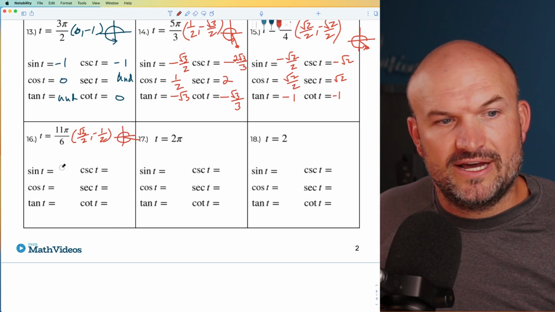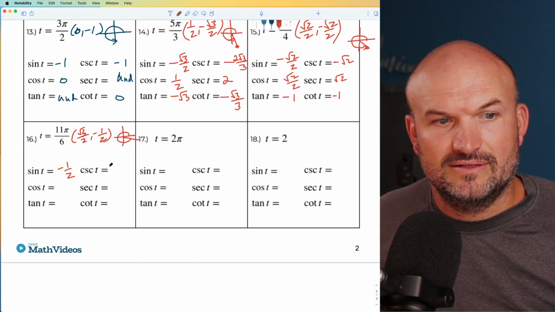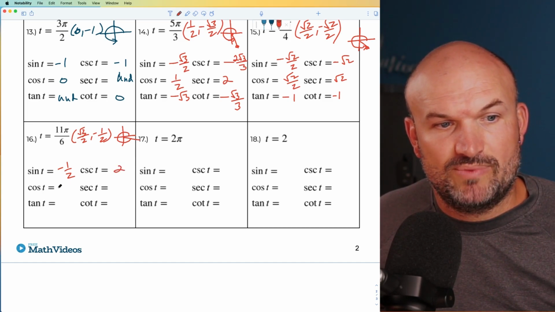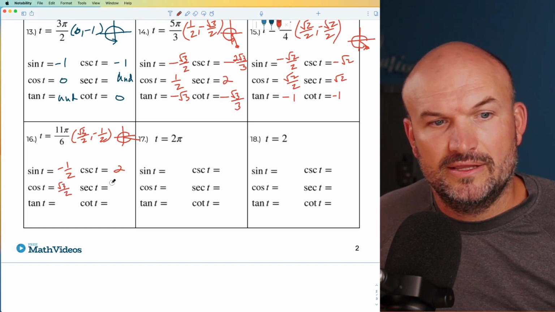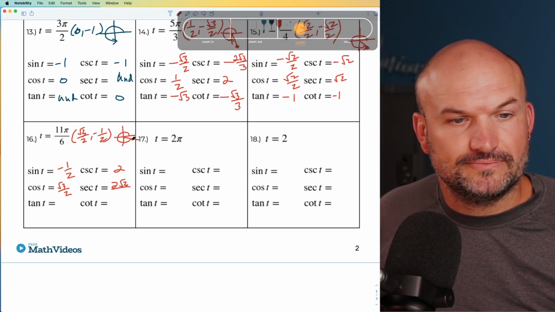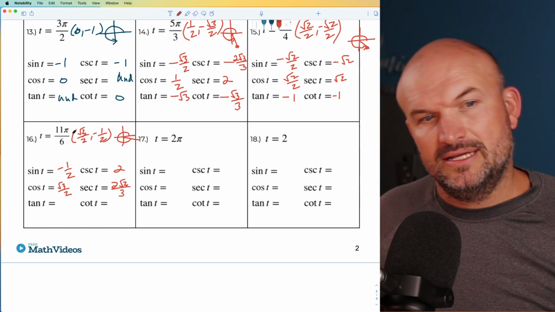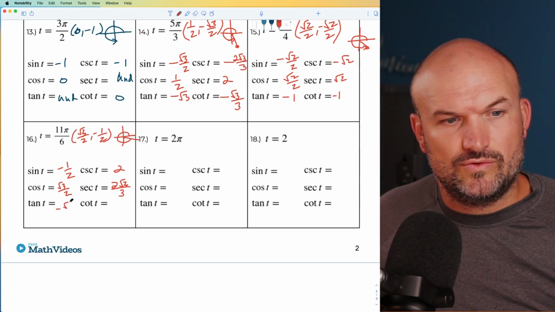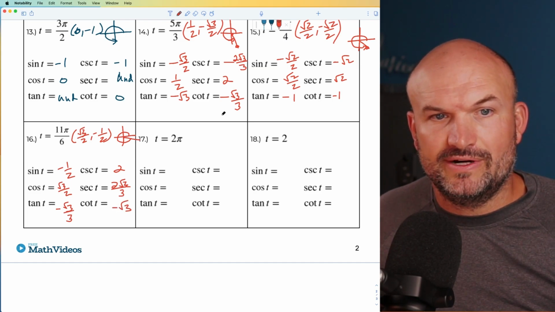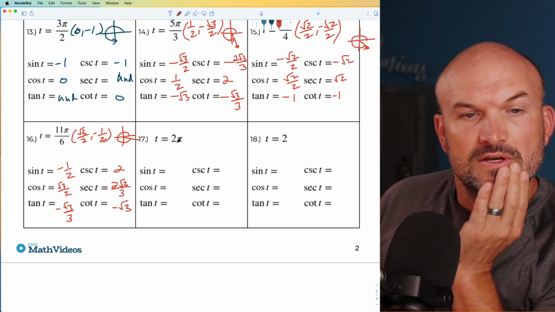Okay, so we have a negative 1/2. And again, we actually already know these are just going to be reciprocals of this one, right? Obviously, they have the different names, but cosine is going to be a positive square root of 3 over 2. This one's a negative 2 square root of 3 over 3. Tangent here is going to be negative square root of 3 over 3. And cotangent is going to be negative square root of 3. They both have to be negative, and look, those should be swapped, right?